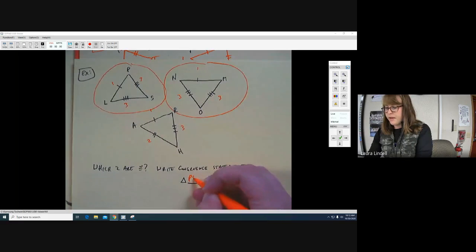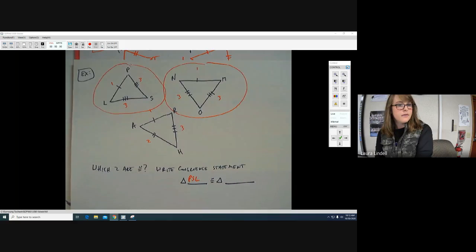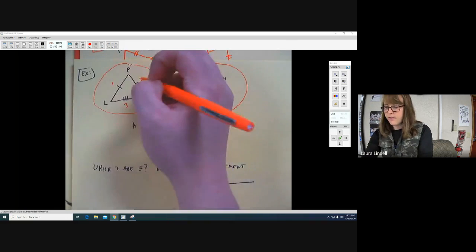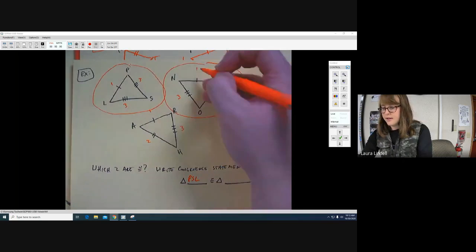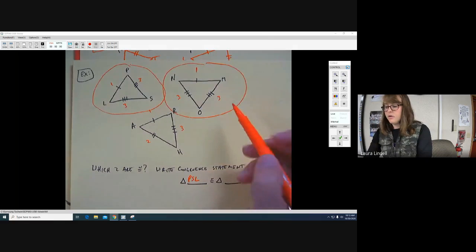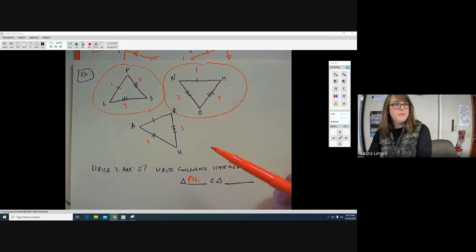So when we go to write our congruent statement, if I start with this one here and I go PSL, pumpkin spice latte. So if I go PSL for that one, then we need to figure out over here which one goes with P, which one goes with S, and which one goes with L. So P is between 1 and 3. Over here, which one's between 1 and 3?